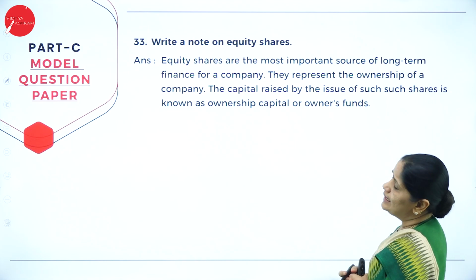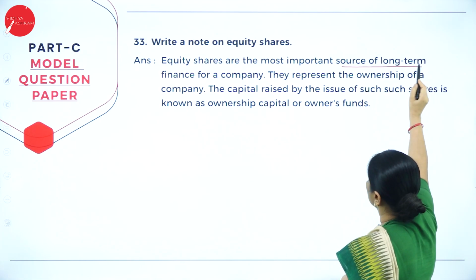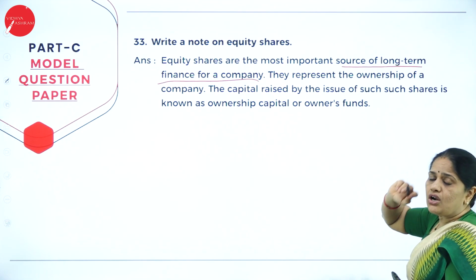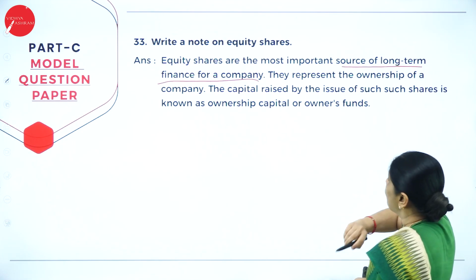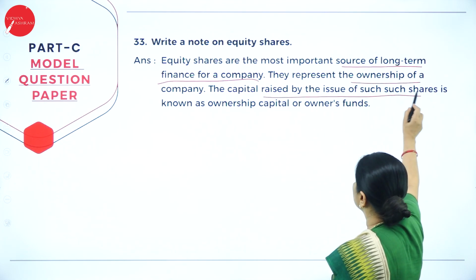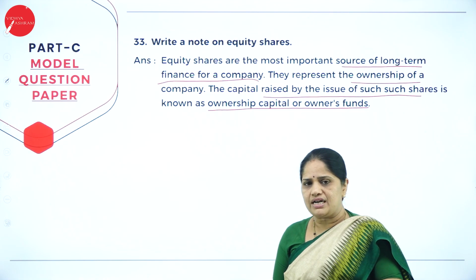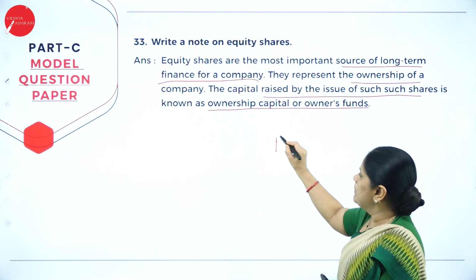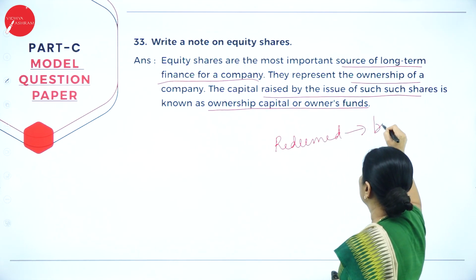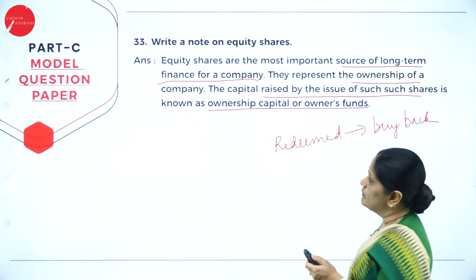Then, next one, write a note on equity shares. What is the meaning of equity shares? They are the most important source of long-term finance for a company. For any company which needs long-term finance, the equity share is the best option. They represent the ownership of a company. The capital raised by the issue of shares is known as the ownership capital or the owner's funds. Equity shares cannot be redeemed within the lifetime of the company. Now what do we mean by redeeming? Buyback. Buyback means redeeming. They cannot be redeemed within the lifetime of the company.